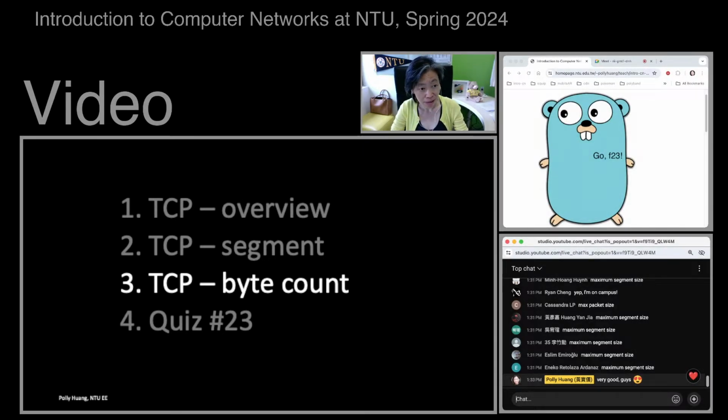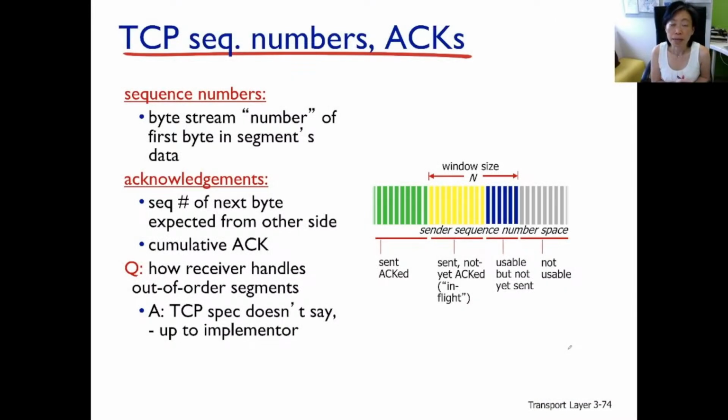Next is the mechanism, how TCP changes the sequence number to count data by bytes. Right after the first video, which talks about the mechanism, we'll go over an example. And after that, quiz 23 is coming right up. So pay attention to these next two videos. TCP sequence numbers and ACK numbers, these are very important fields. Let me elaborate more here.